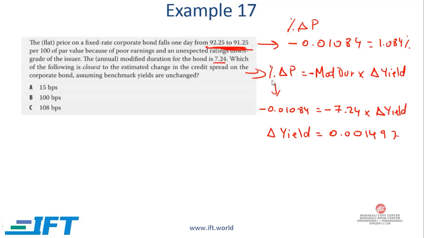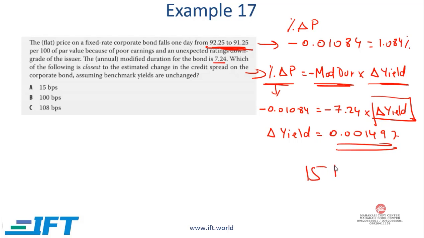Then remember this formula. The percentage change in the price of a bond is equal to minus modified duration times the change in yield. The change in yield is what we need to figure out over here. The change in yield is because of the higher credit risk. Plug in the numbers and you get a change in yield equal to this amount. This is in decimal. In percentage terms, we'll have 0.1497%, or in basis points, we have approximately 15 basis points. The correct answer, therefore, is A.